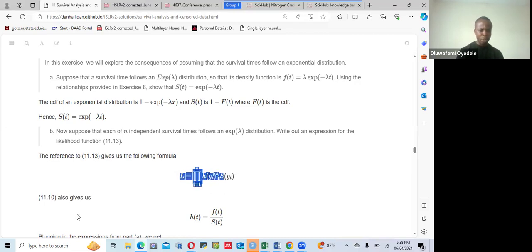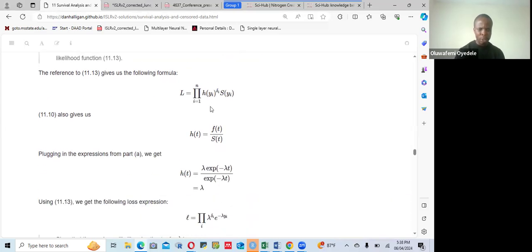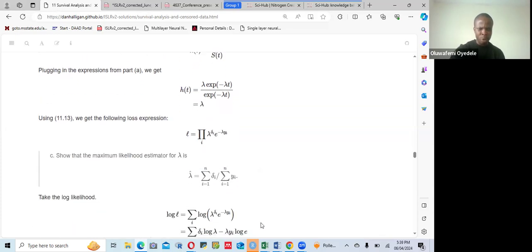Okay, and 11.10 gives us this other formula, h of t. Plugging in the expression from part A, we get this other equation, which is h of t equals lambda e to the minus lambda t over e to the minus lambda t, which equals lambda. Okay, so using 11.13, we get the following loss expression.